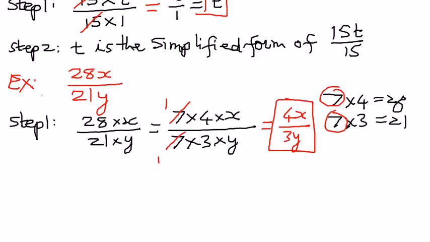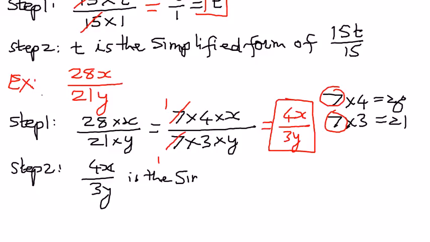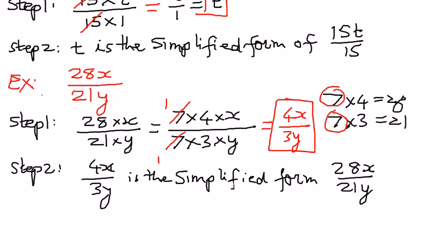So as step number 2, we can come back and say 4x over 3y is the simplified form of the given problem, which is 28x over 21y.